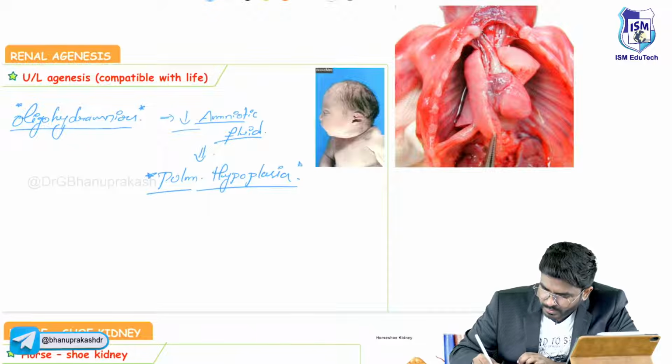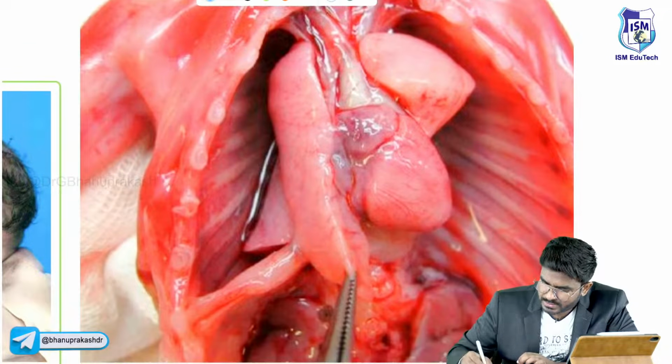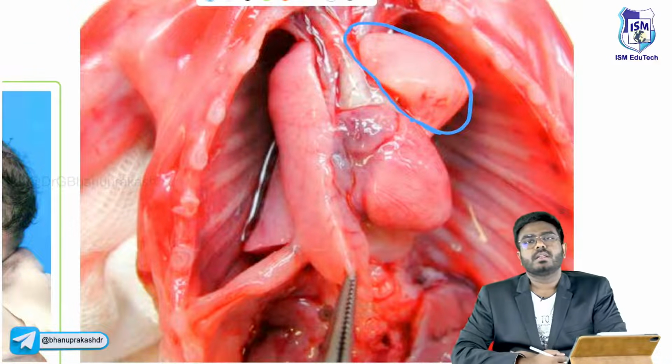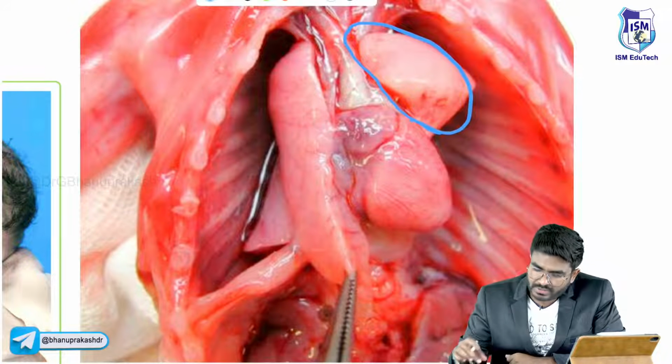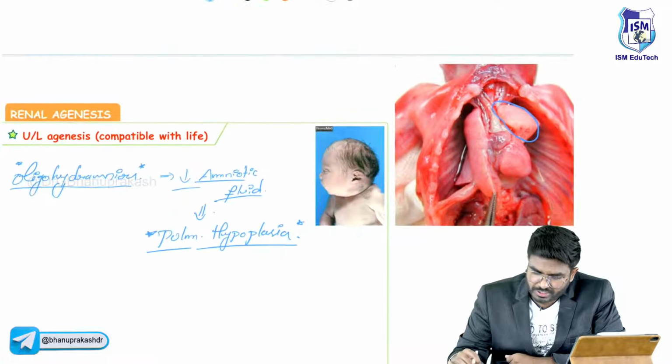Pulmonary hypoplasia. You can clearly see here, these are the lungs. The lungs are not properly developed. Whenever there is oligohydramnios, there will be pulmonary hypoplasia.